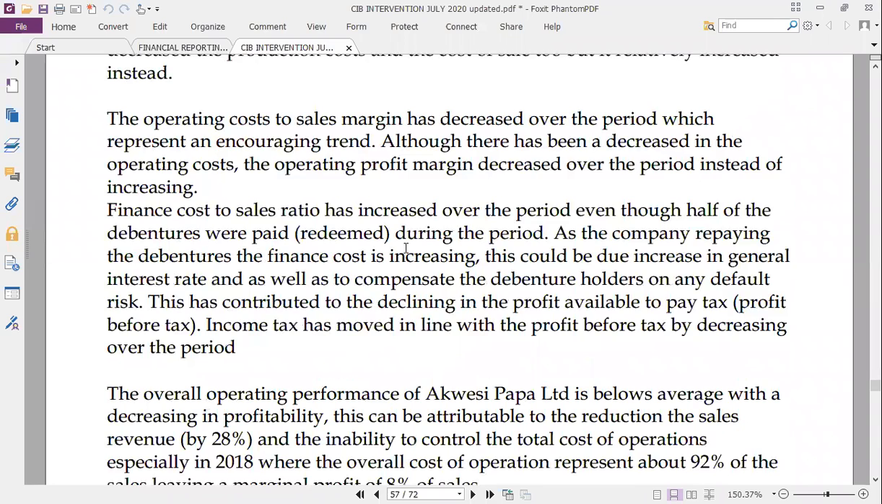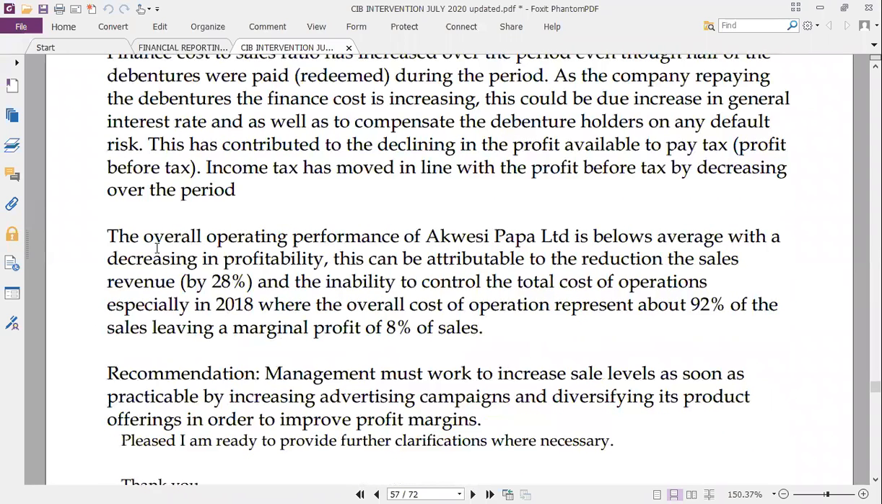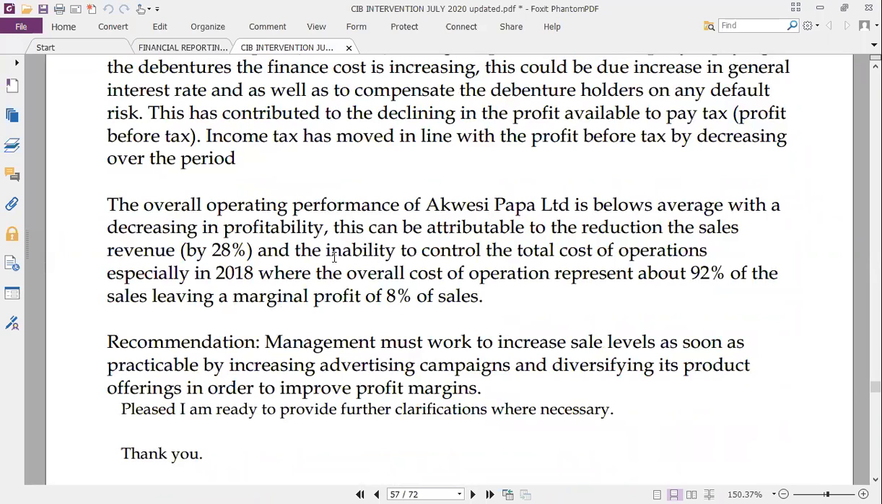So the overall operating performance, that's the conclusion. Overall operating performance of Akwesi Papa Limited is below average with a decrease in profitability. This could be attributable to the reduction in the sales revenue by 28% and inability to control costs. Good.